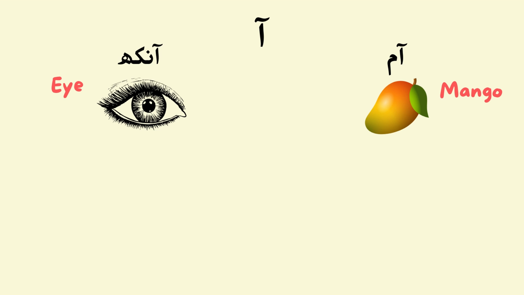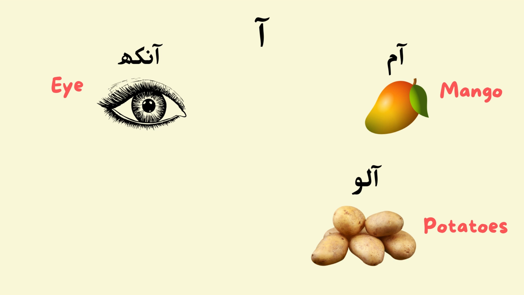Okay, so Alif Mad A. Alif Mad A, Aam, आंख, आलू, आड़ू.